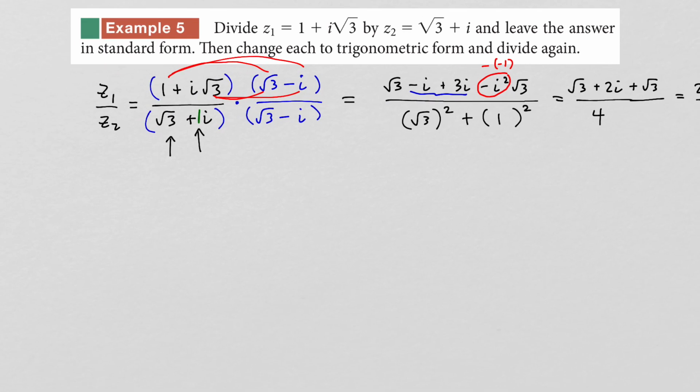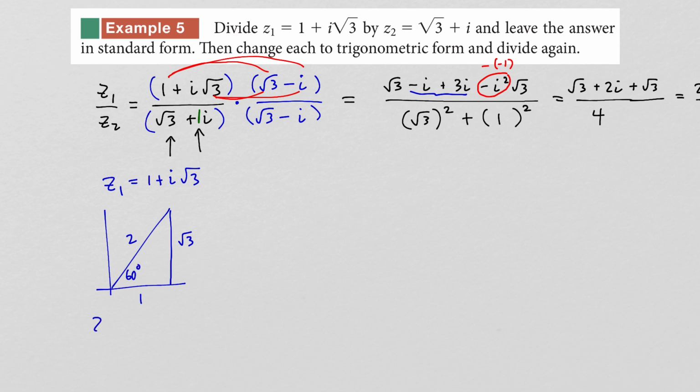Now for the second part of this, they want us to change them to trigonometric form and divide again. And then once we do that, we'll verify that we get the same answer. So our first complex number, z1, is 1 plus i radical 3. I can draw a graph of this complex number. Real part is 1, imaginary part is radical 3. Modulus will be 2, argument is 60 degrees. So z1 is 2 times the cosine of 60 degrees plus i sine of 60 degrees.